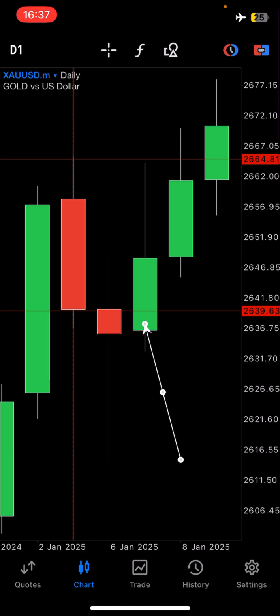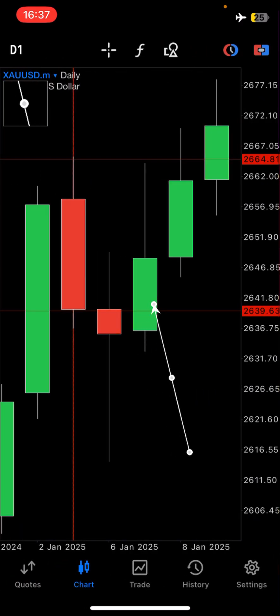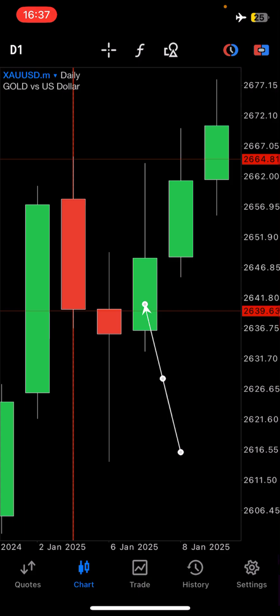You start pressing a button when you see the first up closed candle, like on Tuesday. So on Tuesday we had an up close candle. Now we can anticipate to buy the next candle. So how do we do that?